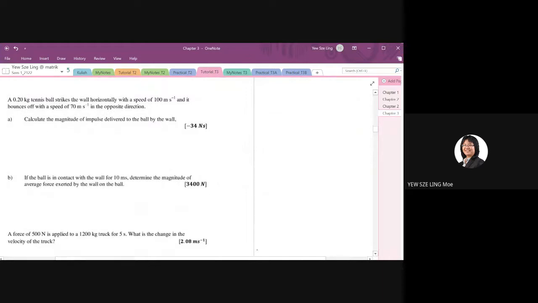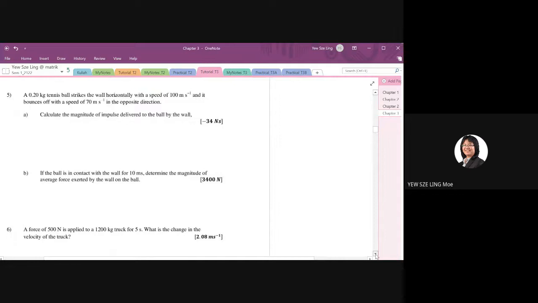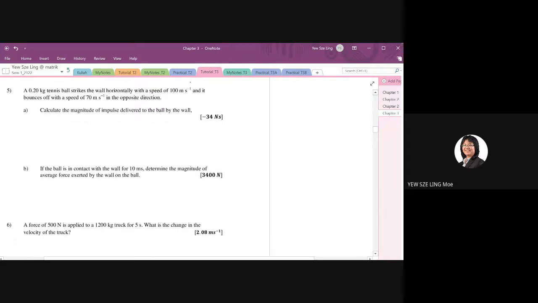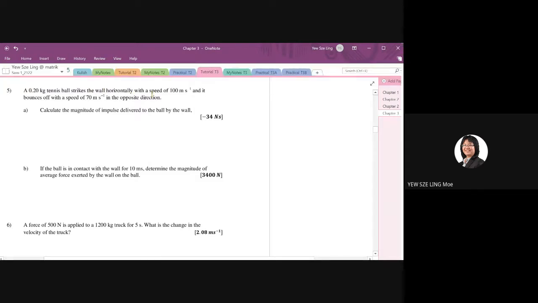So question 5 is now a question involving impulse. So what are we going to calculate? A tennis ball, a 0.2 kg tennis ball, strikes the wall horizontally with a speed of 100 meters per second, and it then bounces off with a speed in the opposite direction. Okay, so now you have a velocity, a speed that is moving in the opposite direction, which means in your calculation, there must be a negative value.